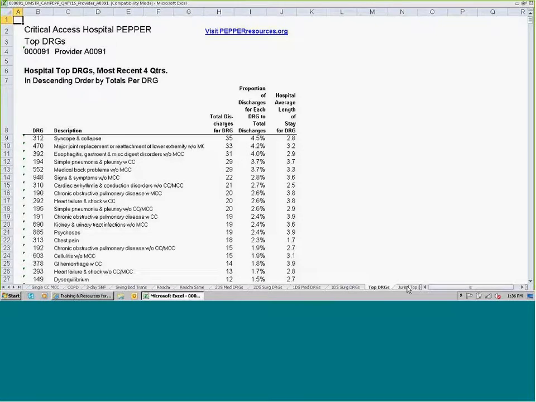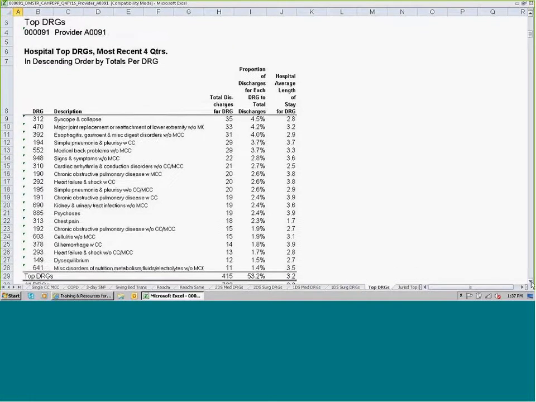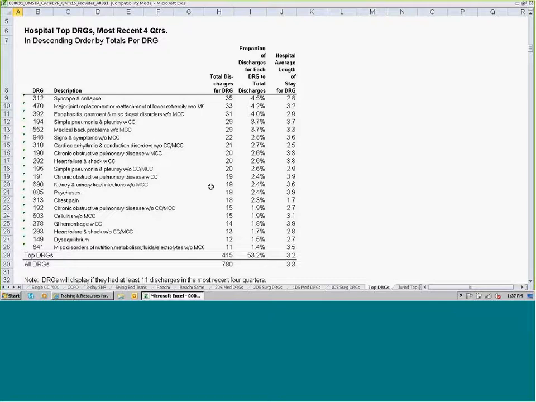Last, I'll cover a couple of supplemental reports that are included in the Critical Access Hospital PEPR, and these are supplemental. They don't have any impact on your risk for improper Medicare payments. They're simply to help you with information about your hospital. We're identifying the top DRGs for the most recent 4 quarters. That would be for the most recent fiscal year. And we're identifying by total number of discharges for each of these DRGs. So you'll see the DRG number, the DRG description, the total number of discharges for that DRG that occurred in the most recent fiscal year, the proportion of discharges for each DRG to total, and your hospital's average length of stay for that DRG.